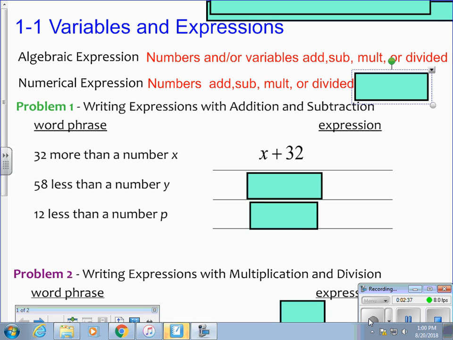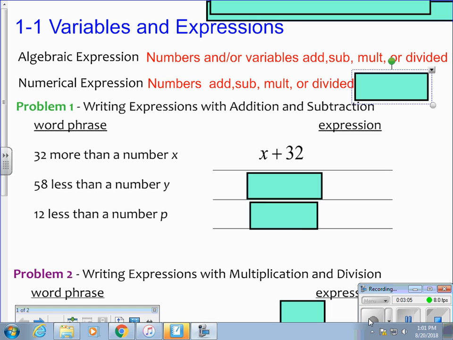Now, could I have 32 plus x? Yeah, because addition is commutative. The order doesn't matter in addition, but we want to do it properly. Put the variable in front. Standard operating procedure, you put the variable in the front. That's what we want to do. If on a test you gave me 32 plus x, I wouldn't mark you down for it. But this is what we want it to look like.